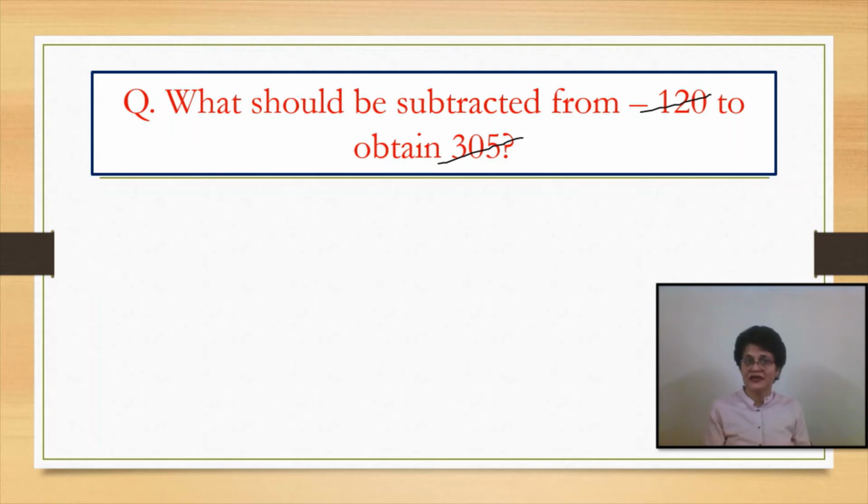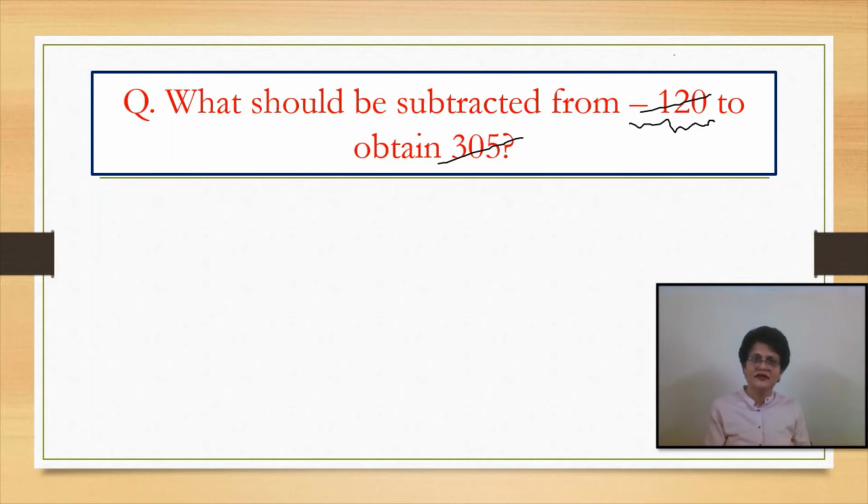What should be subtracted from? When I say what should be subtracted from, that means this is a greater number, and from this number I have to subtract something. So this time we will take any digit. Let's take any digit, let's say 7.